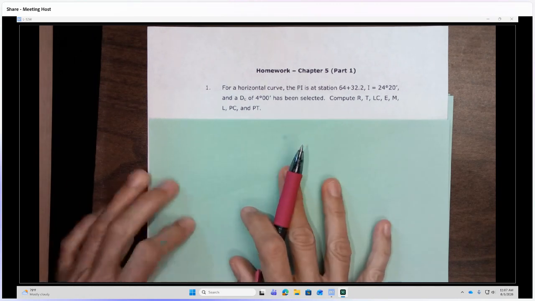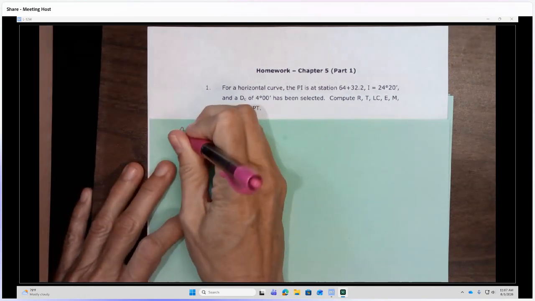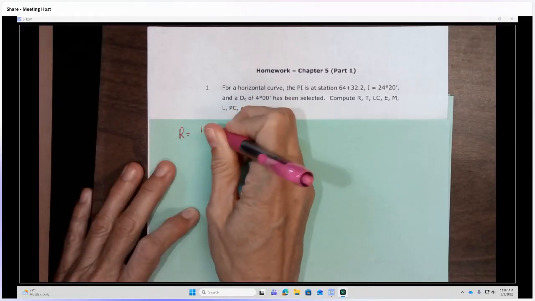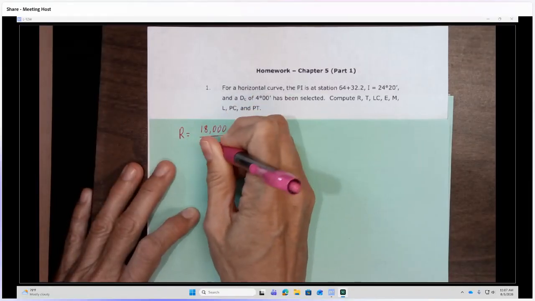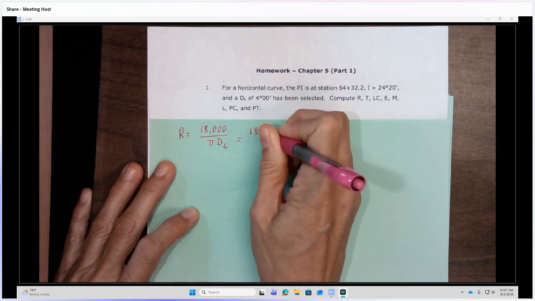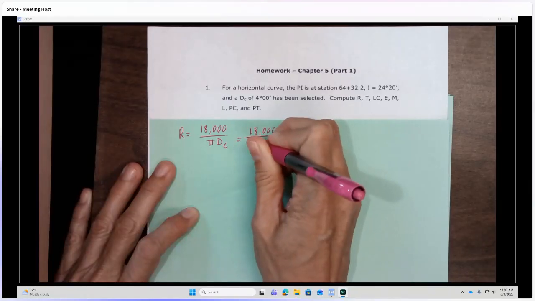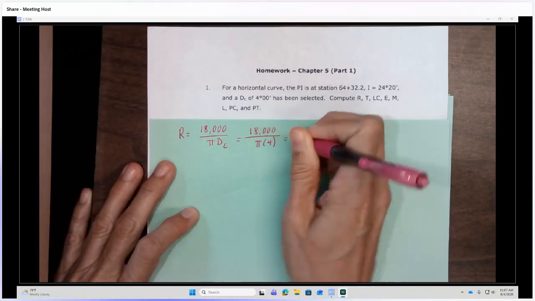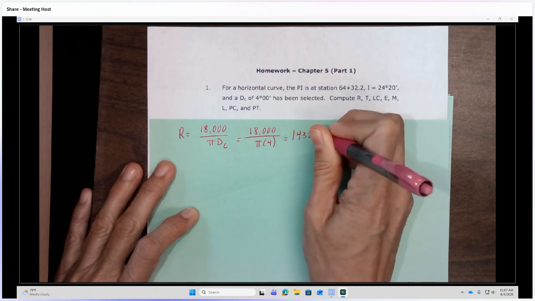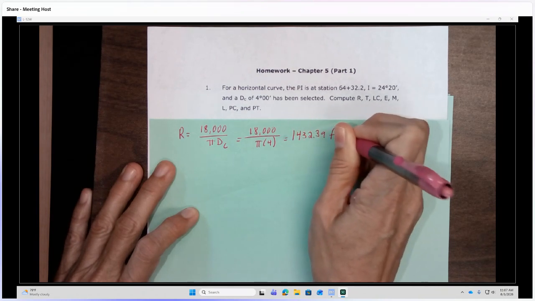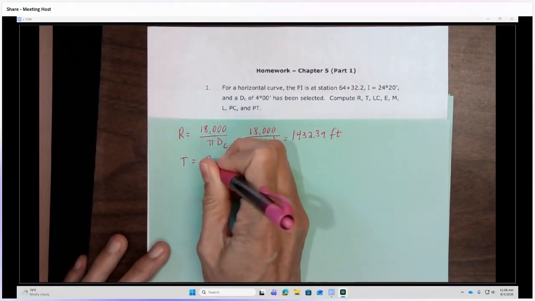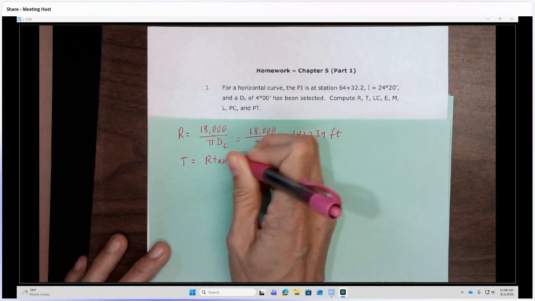So let's start with the radius. That's just a direct computation from the formula 18,000 divided by pi and that degree of curve. So that's just 18,000 divided by pi and 4. And so out to 2 decimal places, that becomes 1432.39 feet.